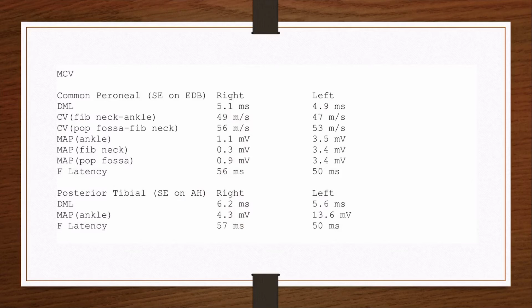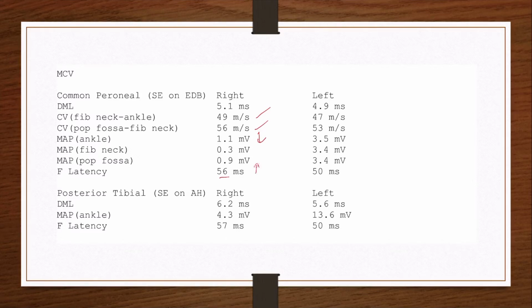So distal motor latency 5.1, 4.9, that's fine. Conduction velocities in the lower leg 49 meters per second, that's fine. As we go round past the fibular neck, it increases in velocity to 56 meters per second, so that's fine as well. But when we have a look at the motor amplitudes, one can see that there is quite a discrepancy here. Those are reduced relative to the left hand side, and also we can see that the F latency here is also prolonged compared to that of the left hand side.